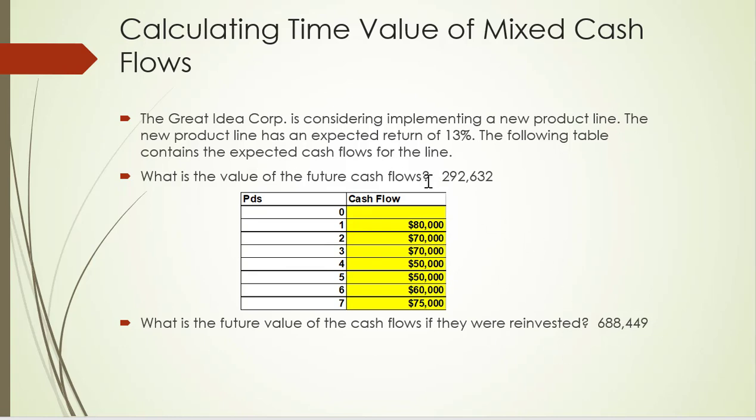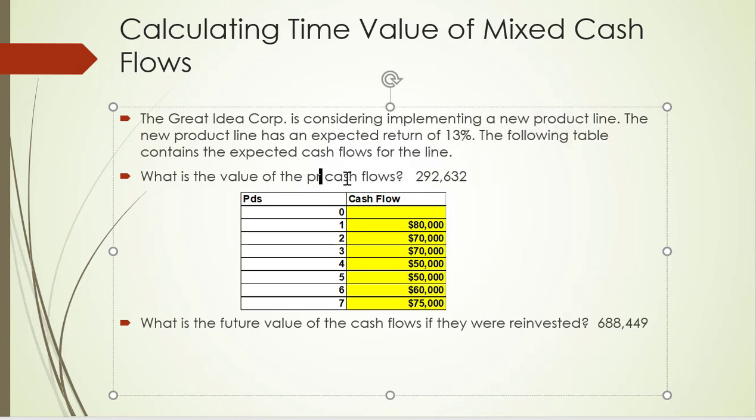So actually, I apologize, this is the present value. The present value of these cash flows is $292,632. If you were to find the present value of each one of these cash flows and add them together, you would get $292,632.